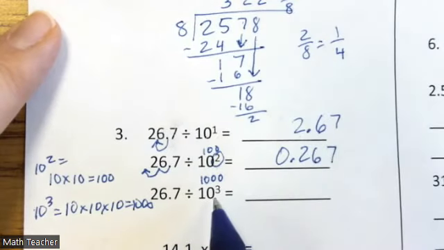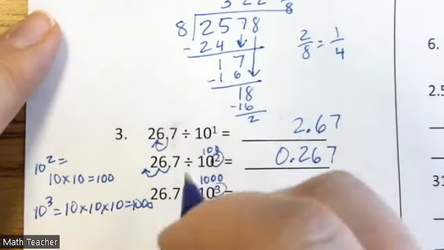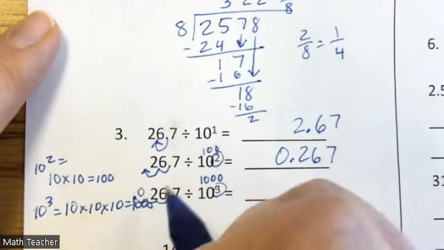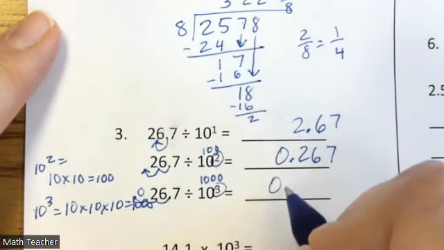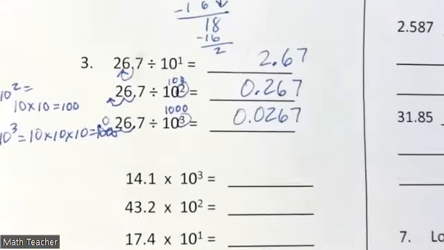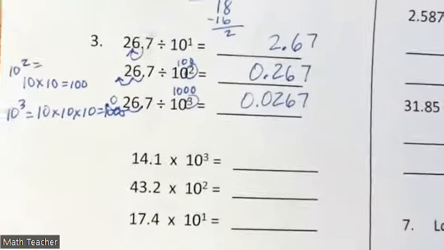0.267. If we're dividing by 10 to the third power, we move our decimal 3 places to the left, 1, 2, 3. And in this empty space, we put a 0. So this is 0.0267.